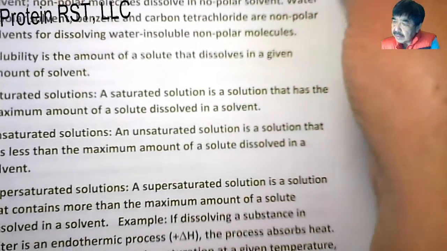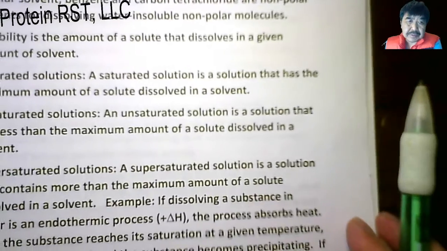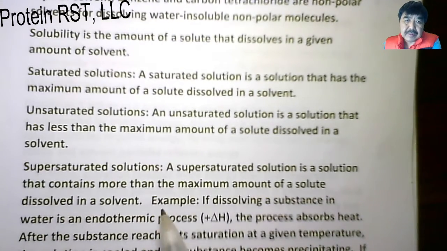Next, let's take a look at the supersaturated solution. A supersaturated solution is a solution that contains more than the maximum amount of the solute dissolved in a solvent. Example: if dissolving a substance in water is an endothermic process, the enthalpy is positive. That means the dissolving process absorbs heat.